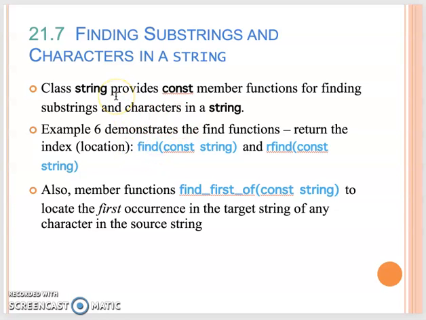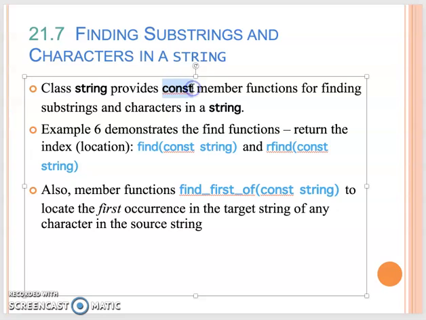The string class provides constant member functions for finding substrings and characters. You can see why they are constant member functions: because your purpose is to find the location, you do not intend to change anything. So we have find. By passing the substring, you want to see whether you have this substring in your object or not. Or you can do rFind, which means reverse finding, so they will find from the beginning or from the back.